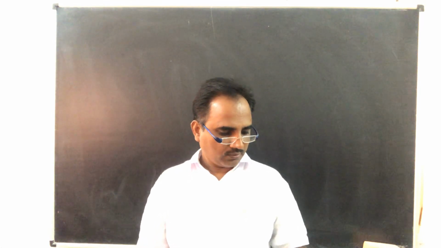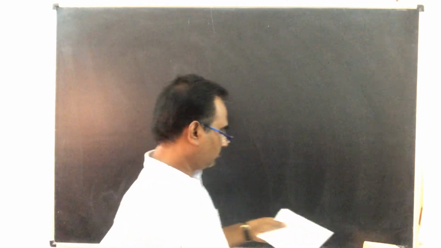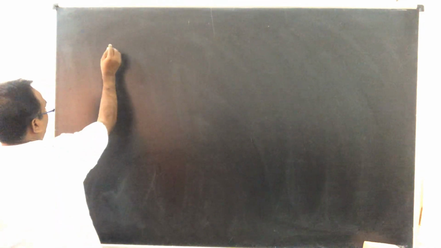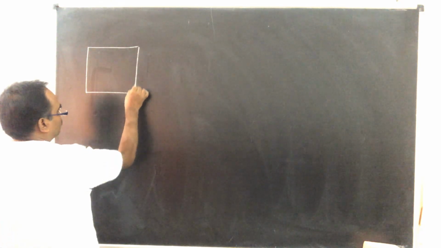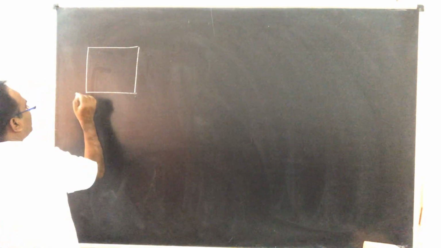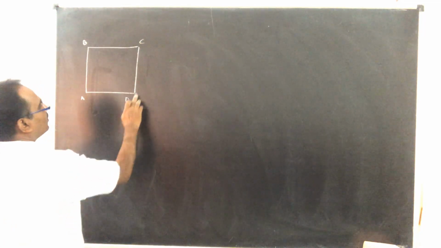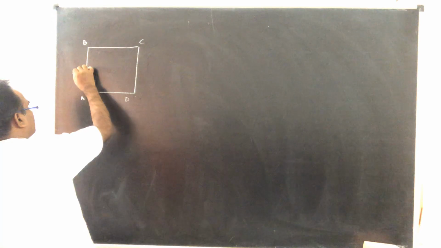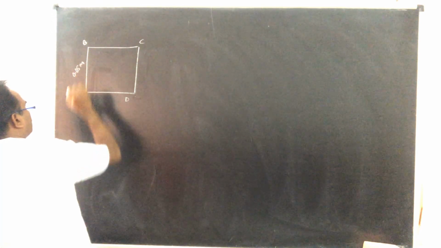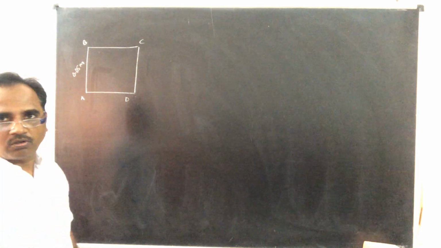You look at the next one. ABCD is a square of side 0.05 meter. So A, B, C, D. It is a square of side 0.05 meter.